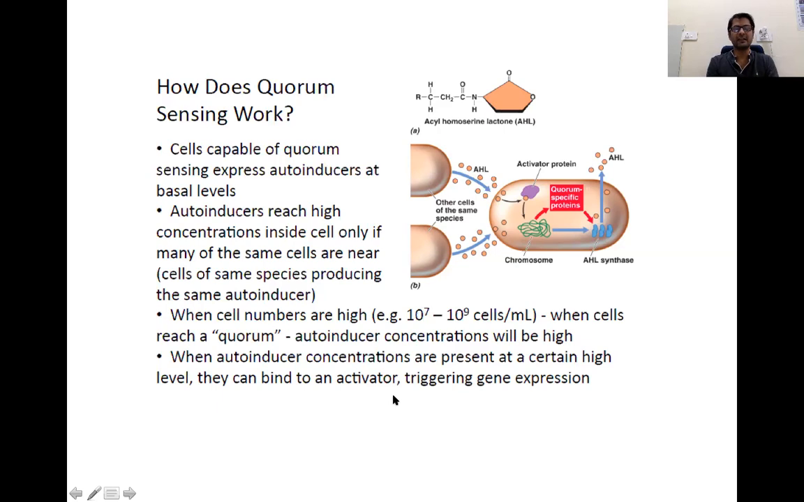You understand that initially a cell always secretes some autoinducer at the basal level, but that is not quorum sensing. They keep secreting it, right? But when the cell density is high, this autoinducer is secreted by the cells, and then the concentration of the autoinducer increases. And when it reaches a certain threshold, it will trigger the operons, which will help trigger different gene expressions, right? So this is the phenomenon.